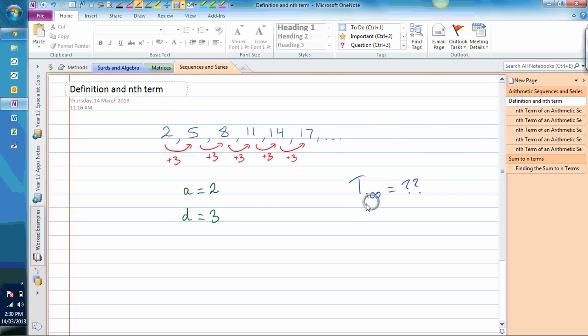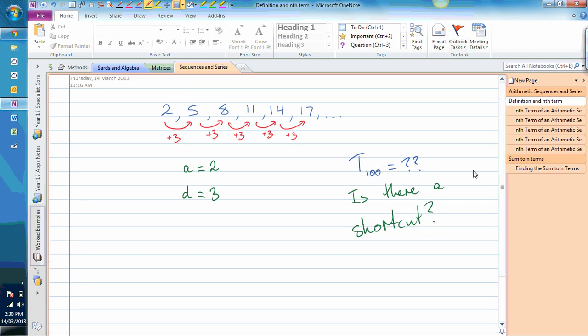I mean, you could conceivably do it for 100, but it's going to be harder if you wanted to go up to 1,000 or to 1,000,000 or something like that. So what we're looking for is, is there a shortcut method? Is there a way that I can get from this information up to the 100th term without having to do 100 terms across my page? We want to get there in one step.